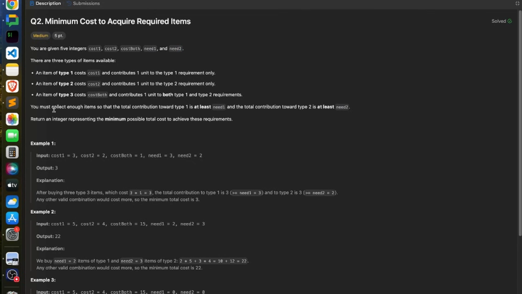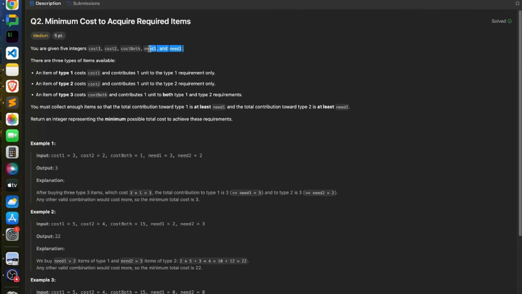And you must collect enough items so that total contribution towards type 1 is at least need 1 and total contribution toward type 2 is at least need 2, right? So we have to fulfill both need 1 and need 2, so you must have at least need 1 and at least need 2, and you have to find out the minimum possible cost to achieve this requirement.